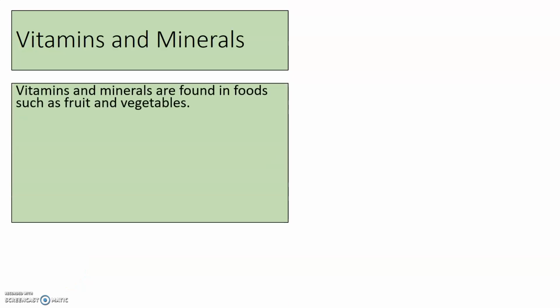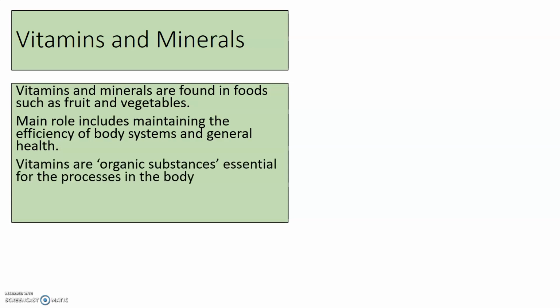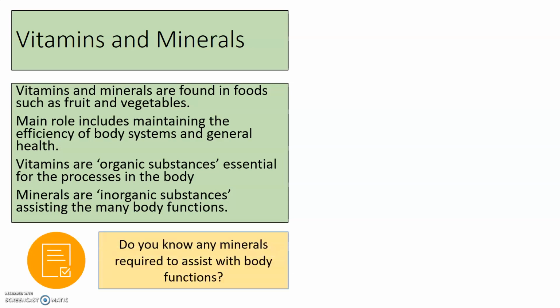When we talk about vitamins and minerals next, well, vitamins and minerals can be found in things like fruits and vegetables, and the reason why we consume these is it helps the maintenance of our body systems and our overall general health. When we talk about vitamins, we talk about organic substances, and minerals are inorganic substances, but all will assist with the body functions within our body. So can you think of any minerals that are required to help us with our body functions?